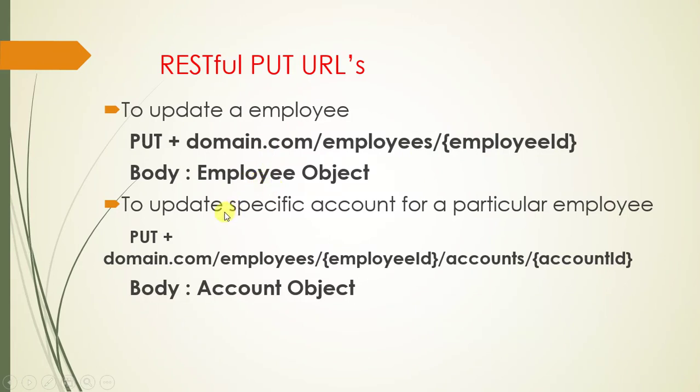Now I want to update the account of a particular employee, so here the URL will be PUT plus domain.com/employees slash particular employee ID slash accounts slash particular account ID. The account details will be sent in the body object. To update the resource, we use the HTTP PUT or PATCH method.